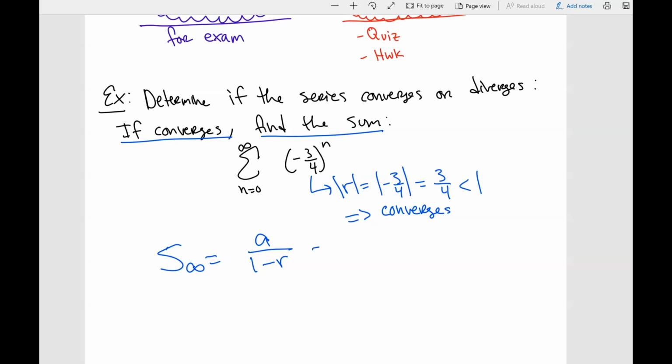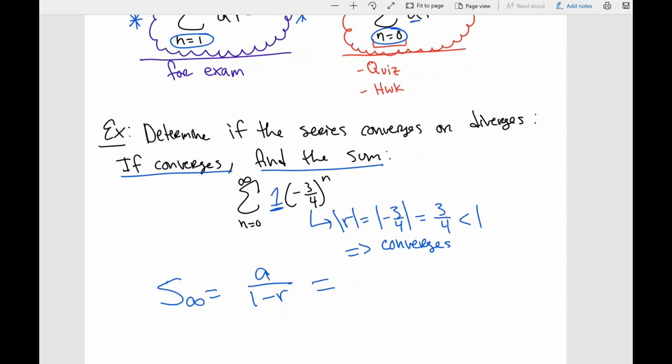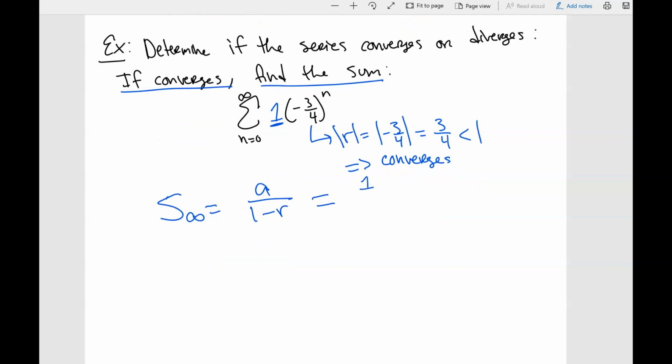In this case, a is going to be the number that's right in front of it, which in this case is just going to be the invisible 1. So you're going to have 1 divided by 1 minus -3/4. So I'm going to put this in my calculator, 1 over 1 minus -3/4. And what I'm going to get is 4/7. Okay, so that's going to be my answer for that one.